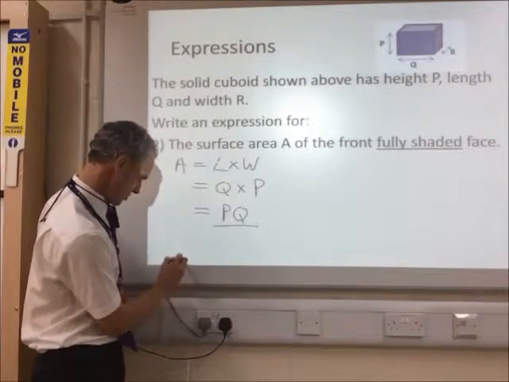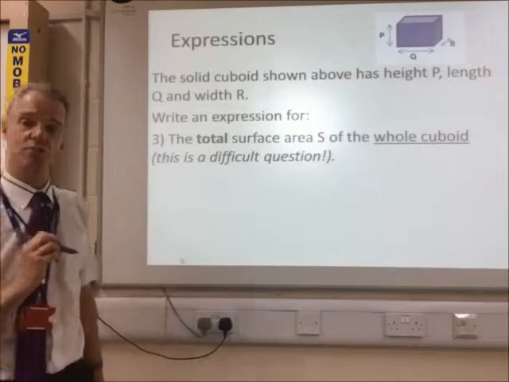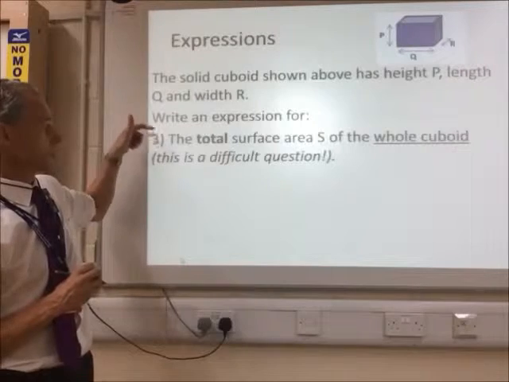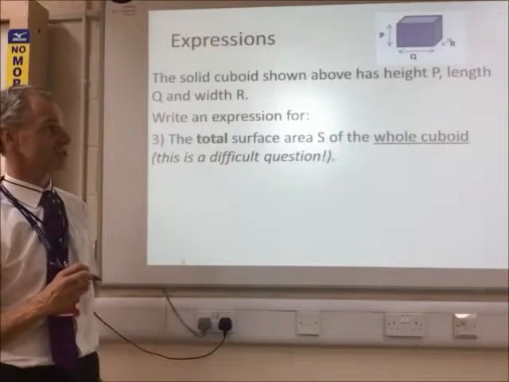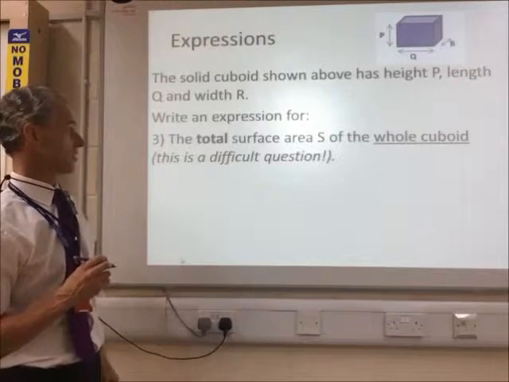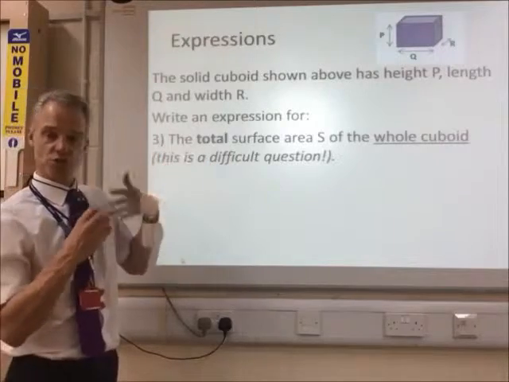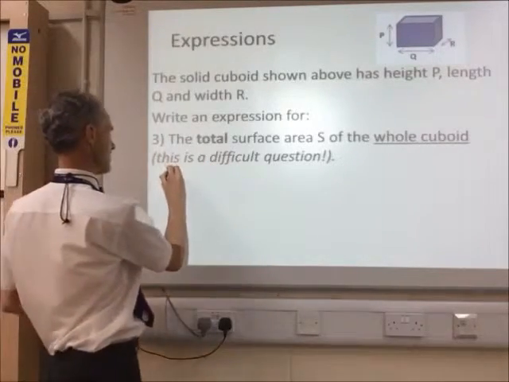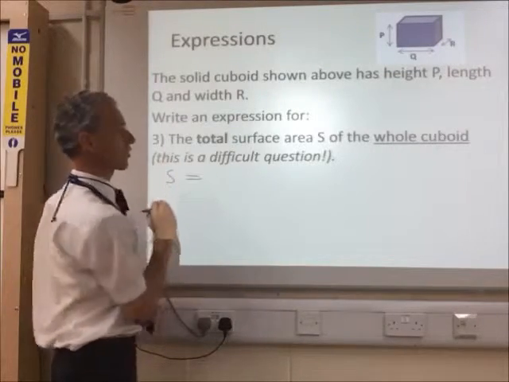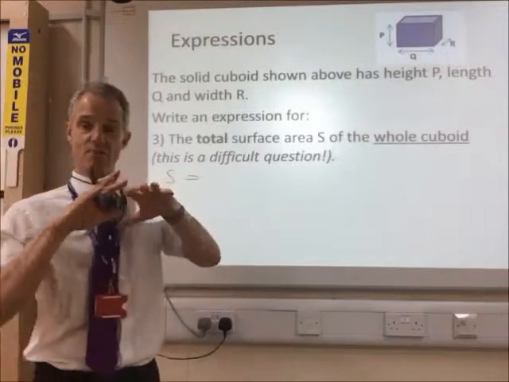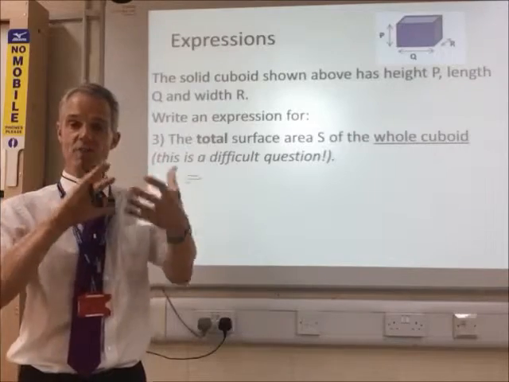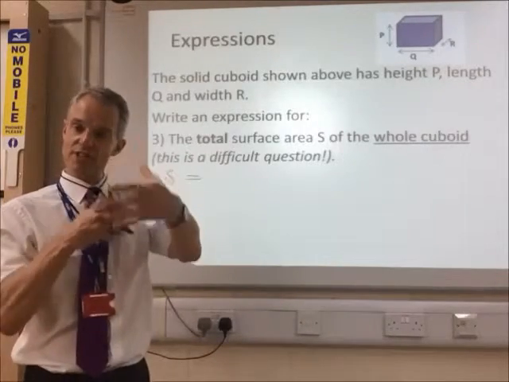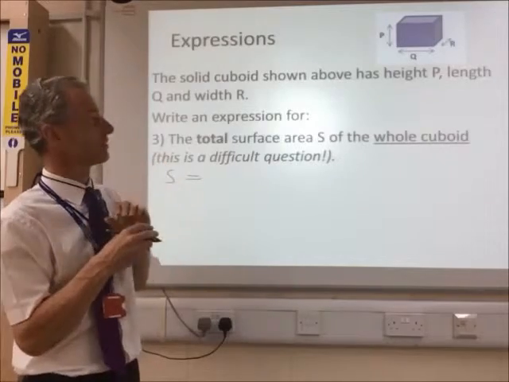Okay, on to the third example. So a little bit trickier, the third example here. This time we're being asked for an expression for the total surface area S of the whole cuboid. A little bit trickier question, but we'll just work through methodically and we can get it. So, surface area S, so the whole cuboid. Surface area, remember, is the outside area, a measure of how much surface there is to it. So actually, we need to think how many faces are we actually adding up here.